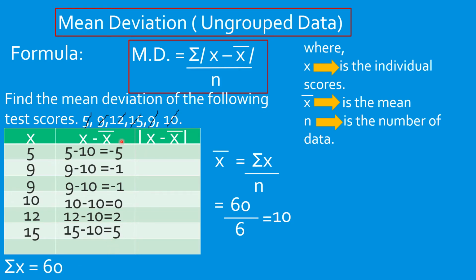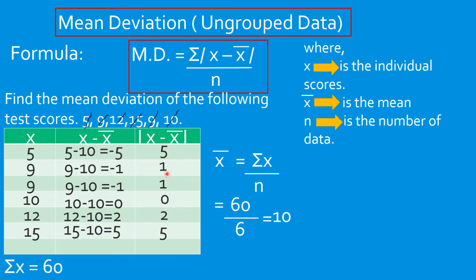The next step is simply to get the absolute value of this deviation from the mean. The absolute value of negative 5 is simply 5. You just remove the sign in getting the absolute value. Then 1, 1, 0, 2, and 5. Then next, look at the formula: the summation of the absolute value of this deviation from the mean.